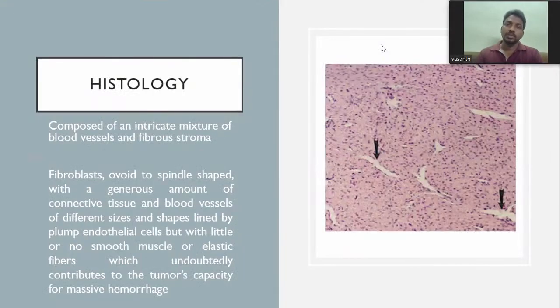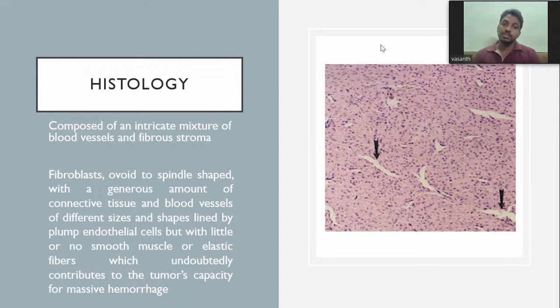Okay, histology: the name itself says it's an angiofibroma. So it has both the angiomatous component and the fibro component. So both of them are mixed. The arrows show the blood vessels inside that. So it is a highly vascular tumor with compact fibroblasts and the blood vessels and the connective tissue which is there, and they give a line.